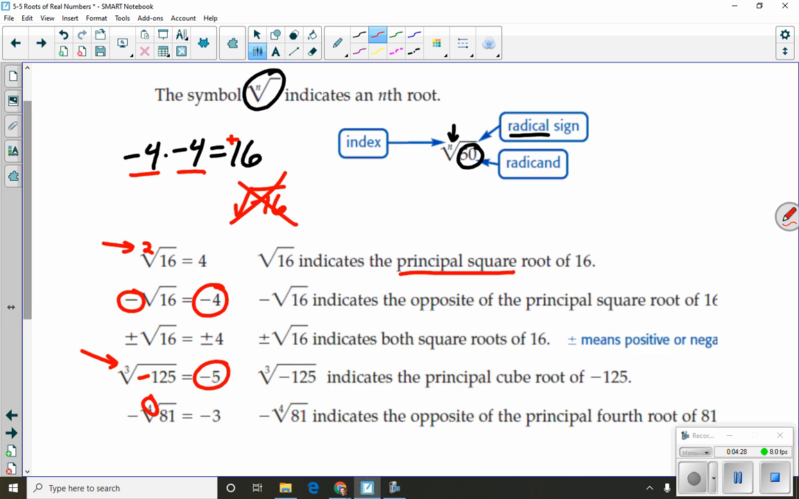So what's the negative 4th root of 81? Notice they want the negative sign outside. That means they're looking for the negative 3, because negative 3 times negative 3 times negative 3 times negative 3 makes 81, and it's positive.